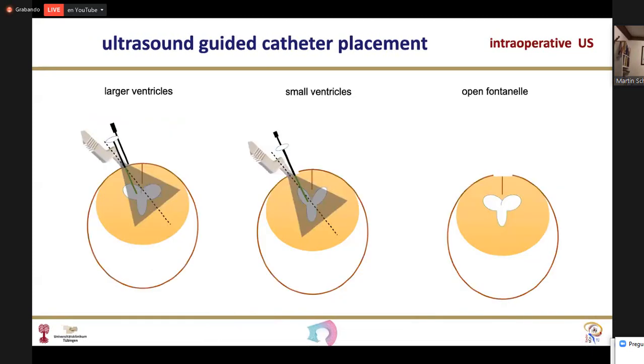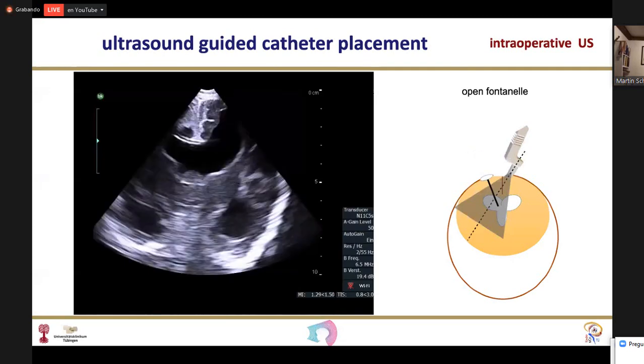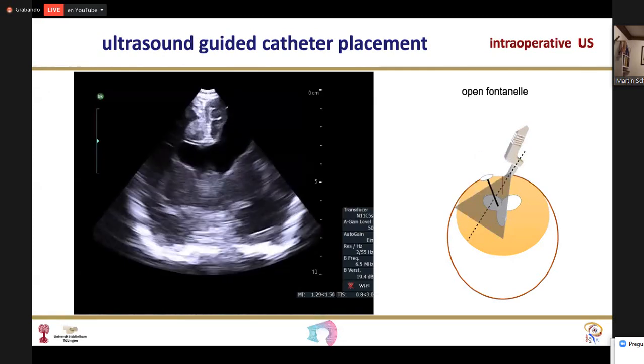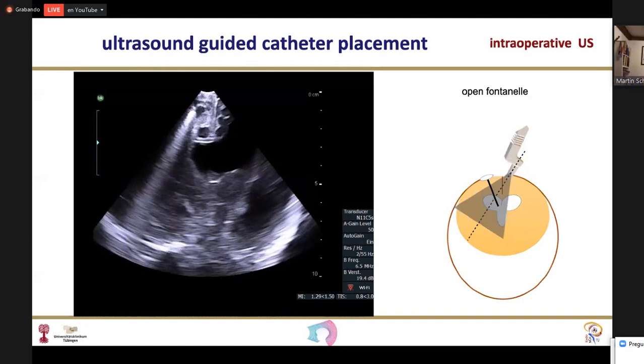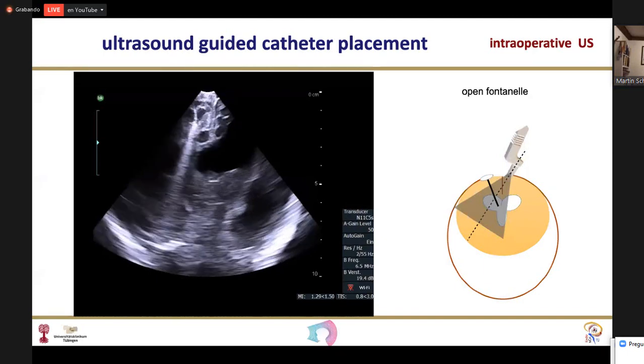Finally, I show you an example, just what we have seen before. In open fontanelle, you tilt your ultrasound, and then under direct vision, you puncture your ventricle. And we have the video coming here with a child with a post-hemorrhagic hydrocephalus. We see the parenchymal defect on one side, and here comes now the ventricular catheter under direct visual guidance inside the ventricle. And we see the puncture, and we have a very precise position.